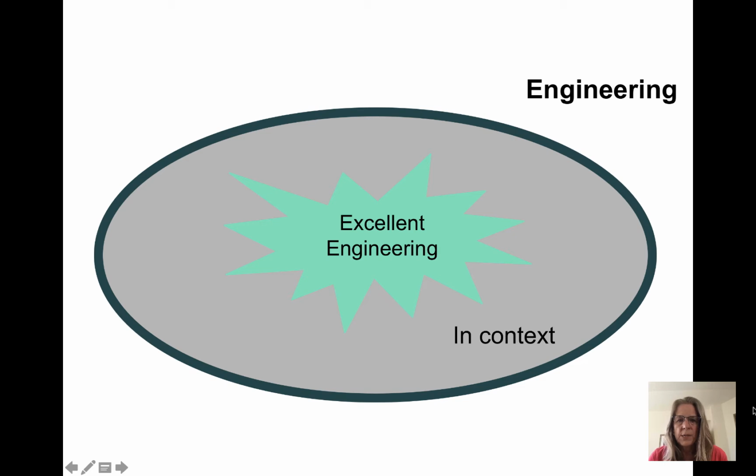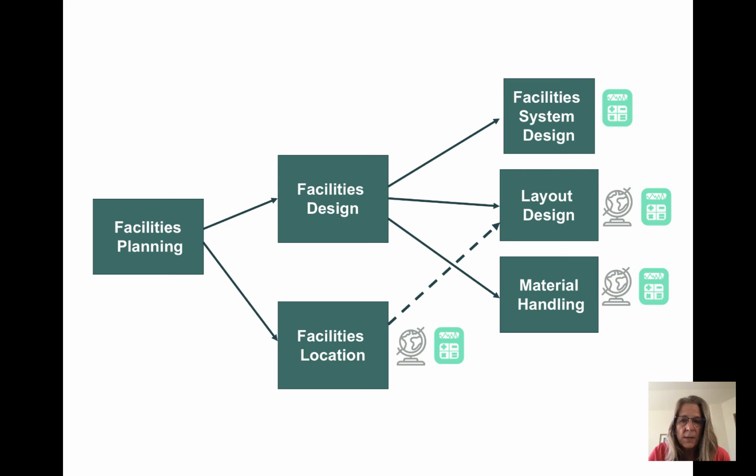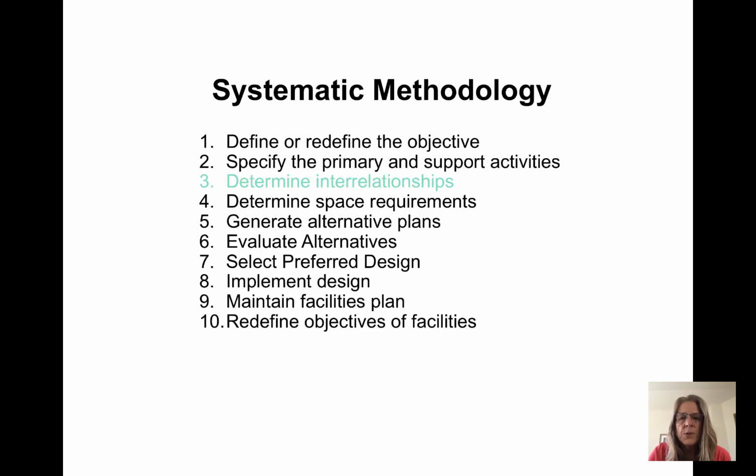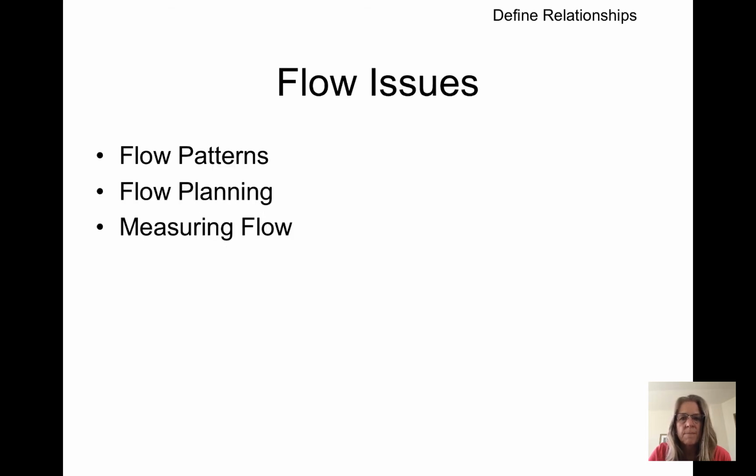As we've been talking about, as we've gone through these videos, we're going to be talking about excellent engineering practices, which include quantitative and process kinds of things. And all of this engineering has to be done within the context. And the context is the project or the company in which you're working. So the processes associated with facilities planning are laid out here. And again, we're looking in the area of layout design. We're using this systematic methodology, and the step we're addressing right now is determining interrelationships between the specified departments.